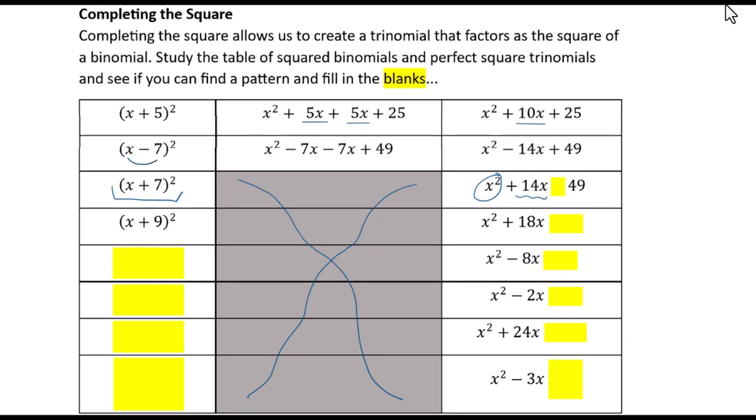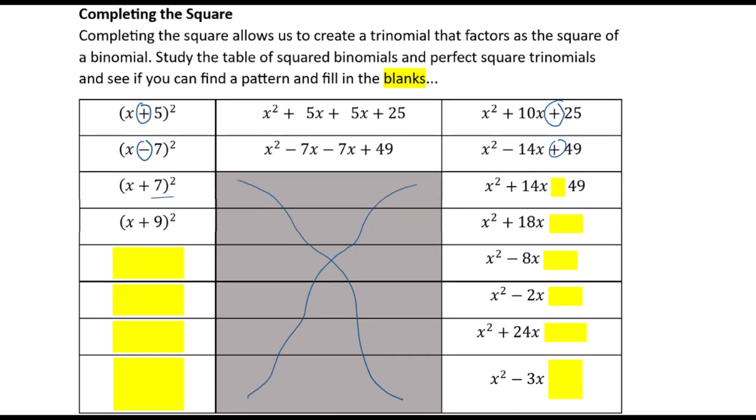Here it is again. A negative 7x doubled is a negative 14x. And again, 7x doubled is 14x. I know this is always going to be positive, whether we have a positive here or a negative. This will be a positive 49 because I know that term comes from 7 times 7, or 7 squared.